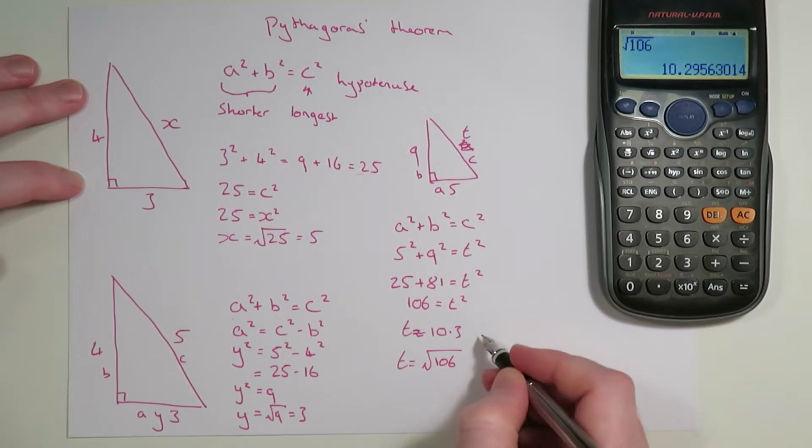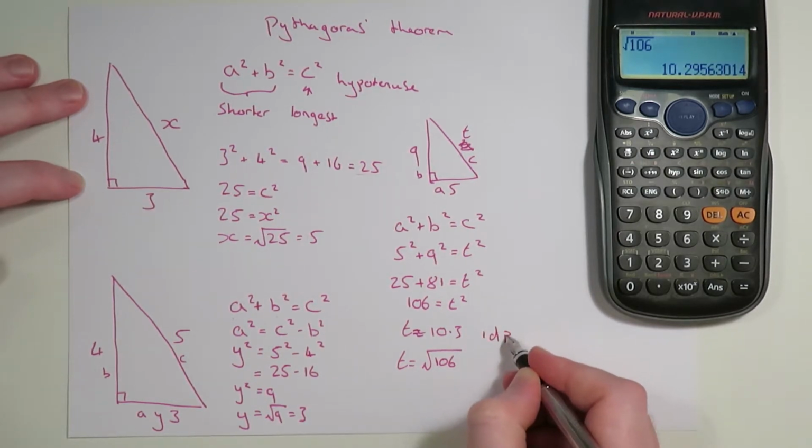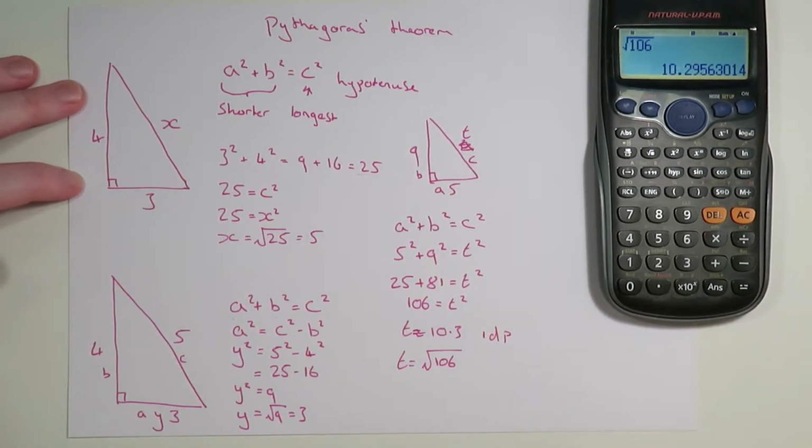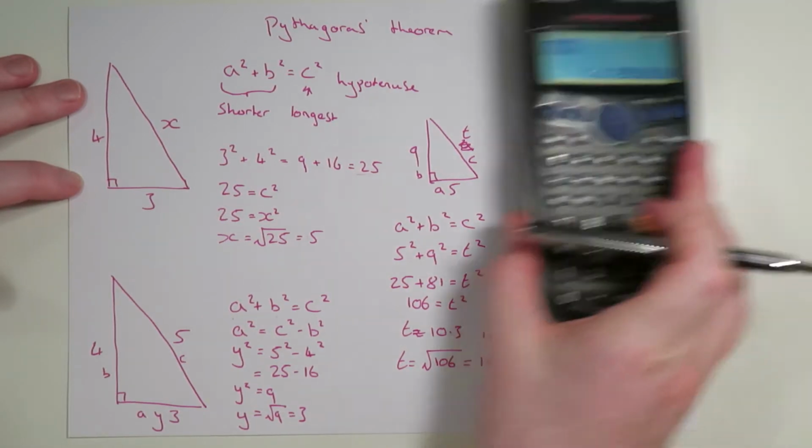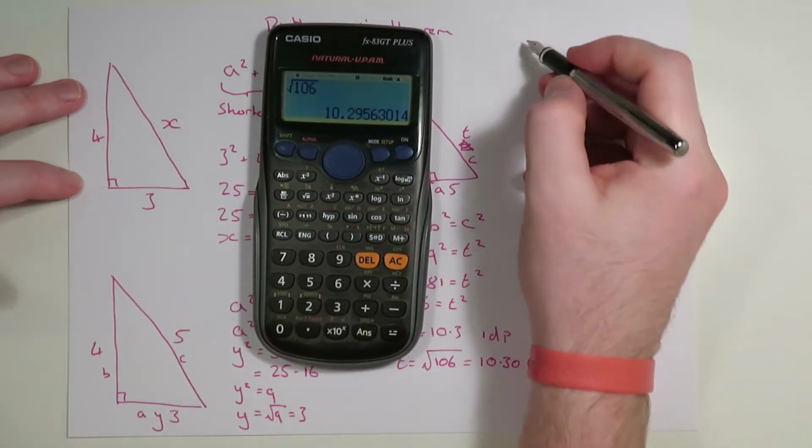So to 1 decimal place, that was a good example. Or to 2 decimal places, it would be 10.30. Yeah, that's one of the best guesses I've ever had, I think. So let's have a go at another question.